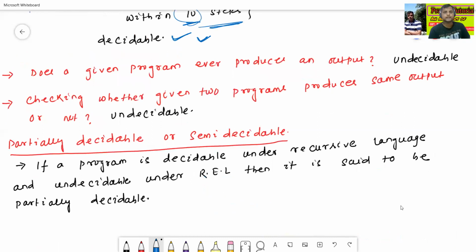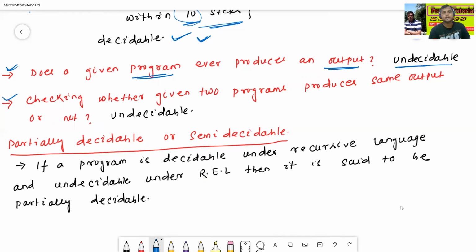The next problem: does a given program ever produce an output? This problem is decidable or undecidable. Remember, this problem is undecidable. Does a given program ever produce an output or not? This problem is undecidable.